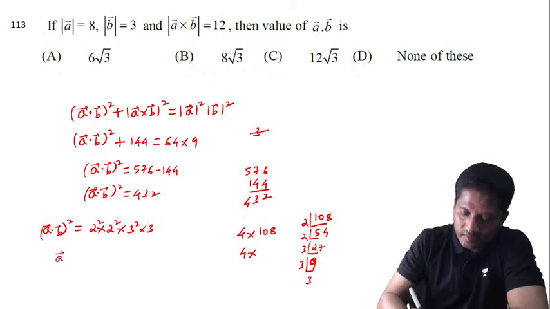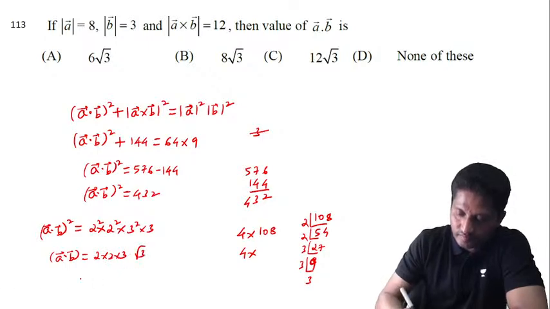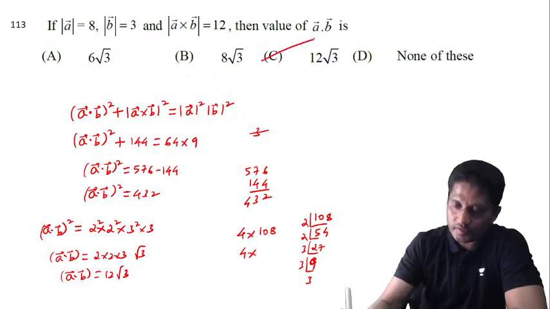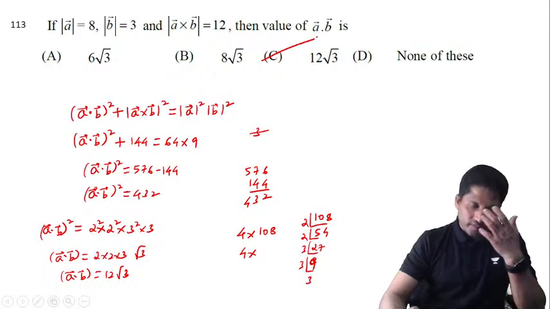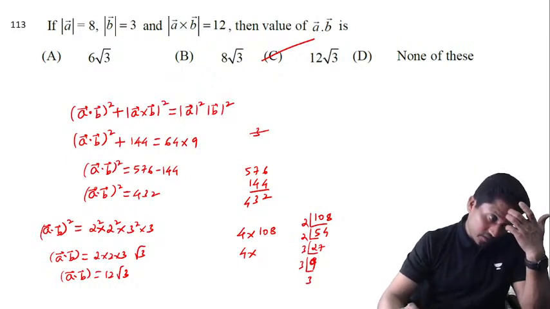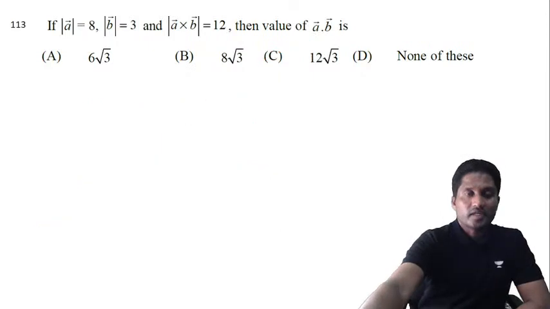Now this A dot B is equal to, if I take a root now, 2 into 2 into 3 into root 3. So A dot B is equal to 12 root 3. Right, answer is option C. Yes, Aditya Vijay, right. Answer is C, not B. Okay, let's move to the next question.